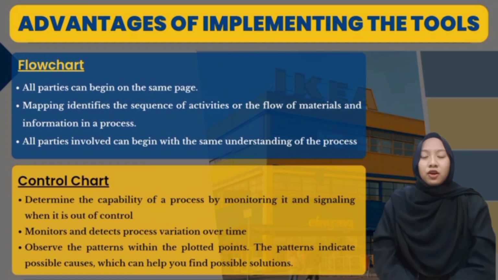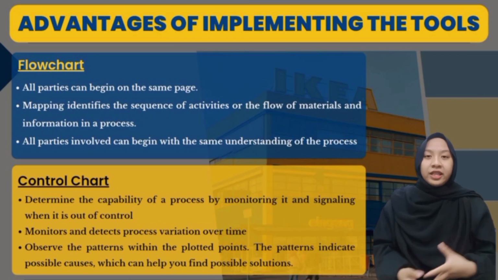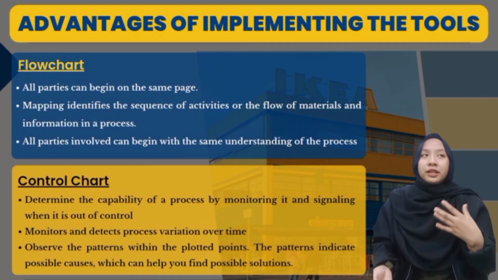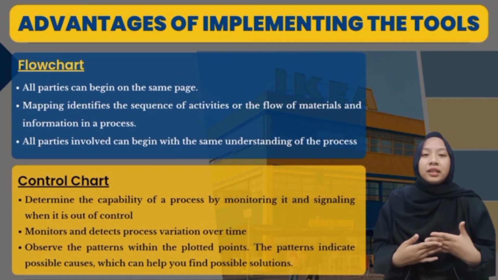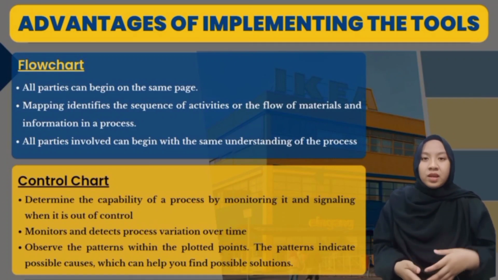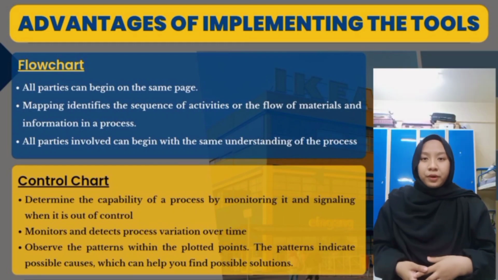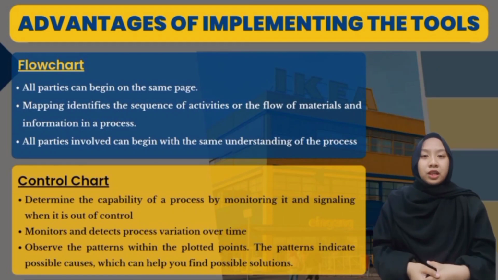The fourth one is the control chart, which determines the capability of a process by monitoring it and noticing when it is out of control. And second, it monitors and detects process variation over time. Observe the pattern within the plotted points. The pattern indicates possible causes, which can help you find a possible solution.